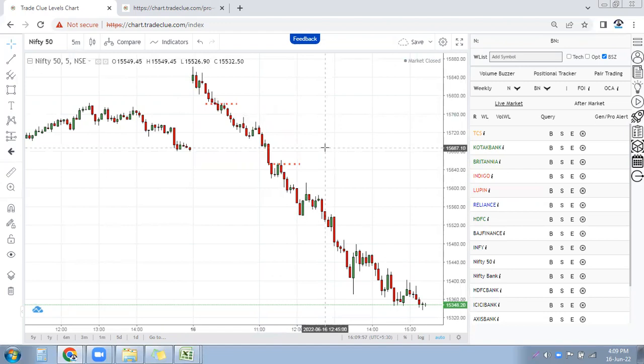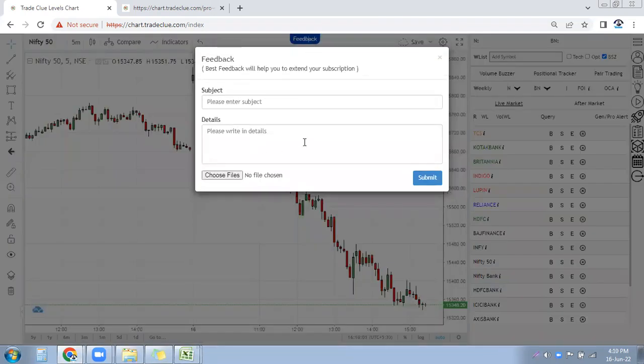Any issues, any queries you have, you can click on the feedback button and send in your feedback by filling it in. Even if you want to attach any screenshots of the prices or anything which is observed which is not being seen or working properly at your end, you can do that and click on submit. Our support staff will get back to you and will resolve your query at the soonest.